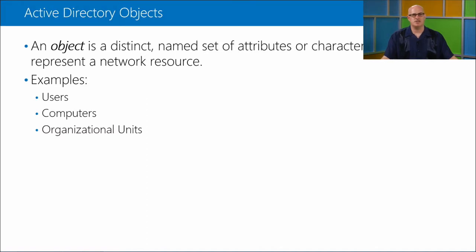So examples of objects in there are a user, a computer, an organizational unit. These have properties and attributes. So the properties of a user could be username, last name, first name, building, telephone number. All these unique properties make up a user. And when we talk about the schema of a database, a schema refers to these properties and attributes of these objects.